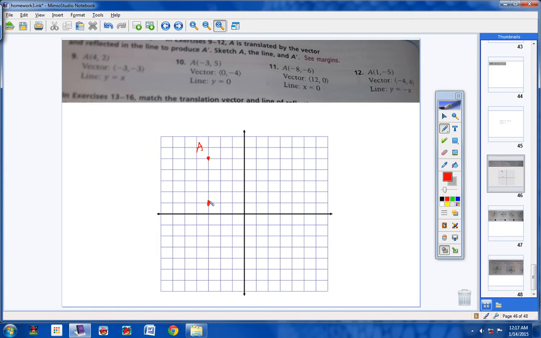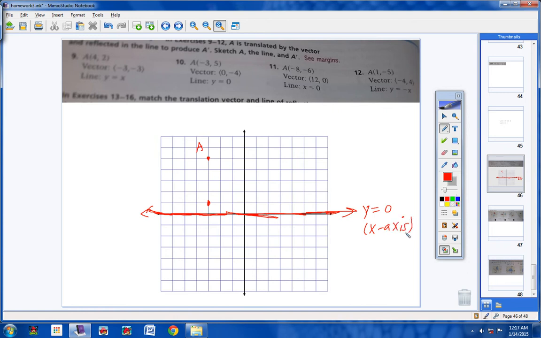Now the line they want us to reflect this point in is y equals 0. Now if you remember, y equals 0 is a horizontal line that passes through the y-axis at 0. Y equals 0. So this line right here is called y equals 0. It's also called the x-axis, same thing.